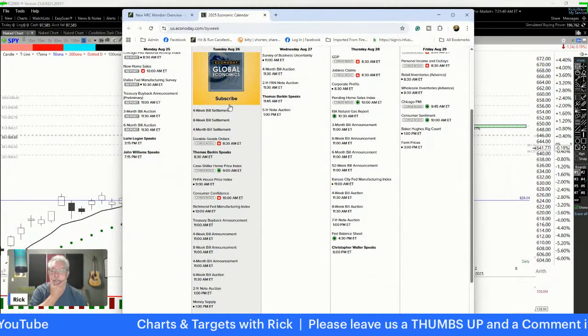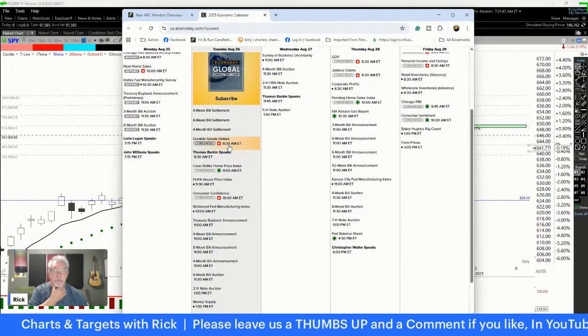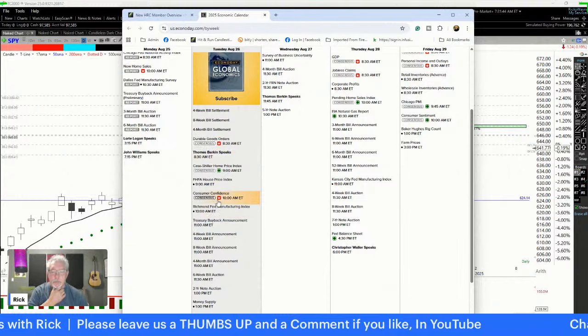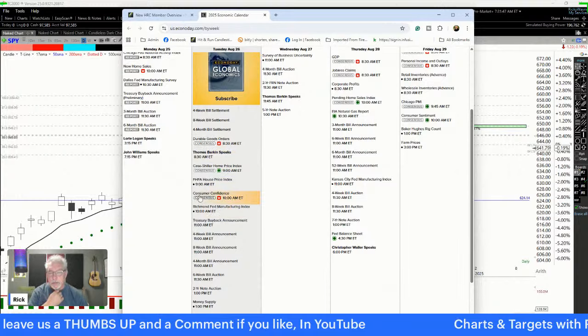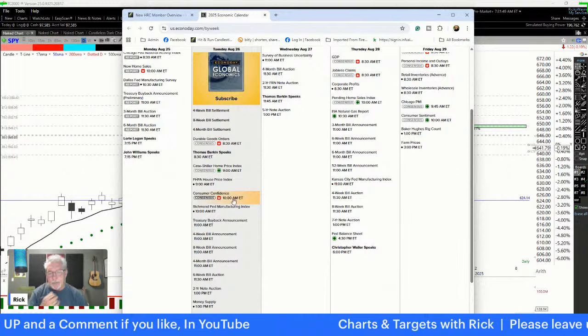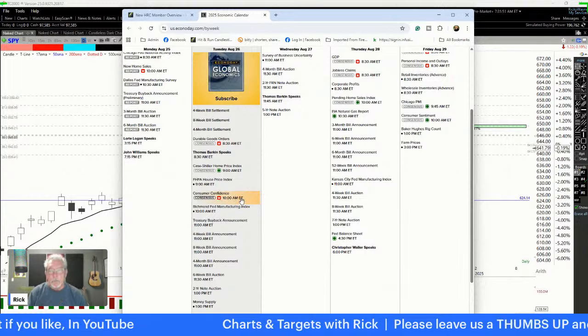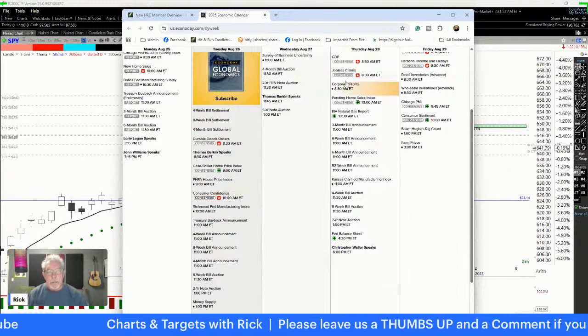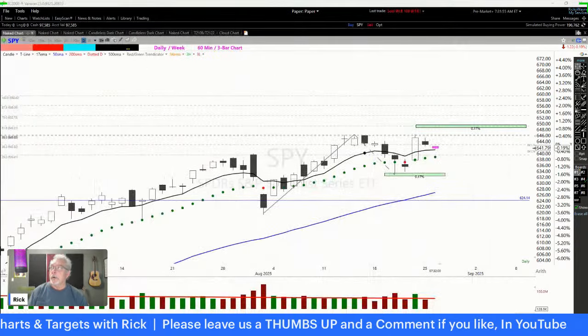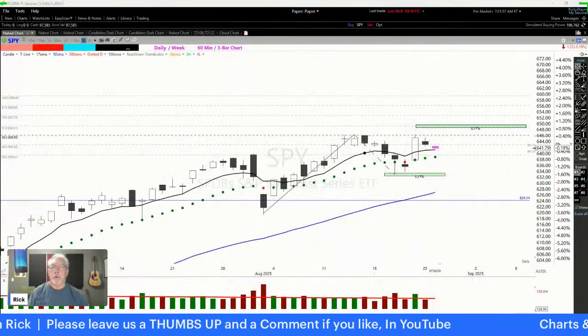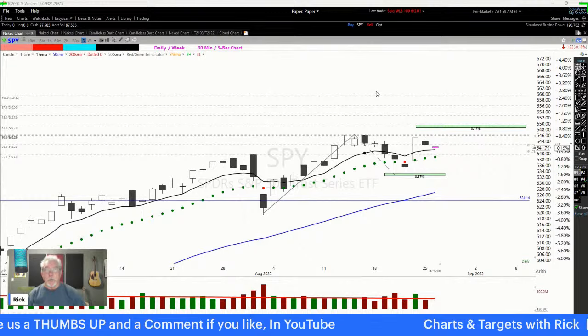As far as Tuesday goes, we have durable goods coming in here at 8:30, consumer confidence at 10. That might do something to the market. I don't suspect very much, but it might do something to the market.